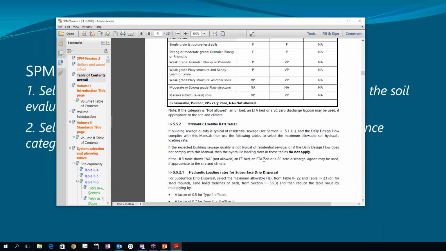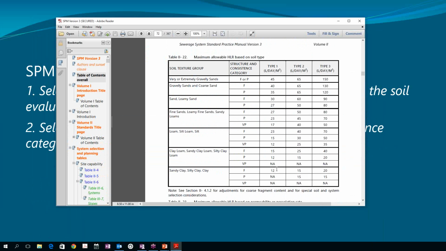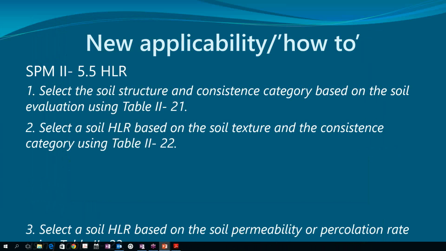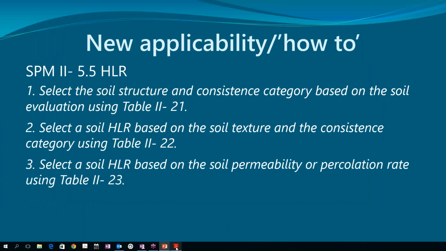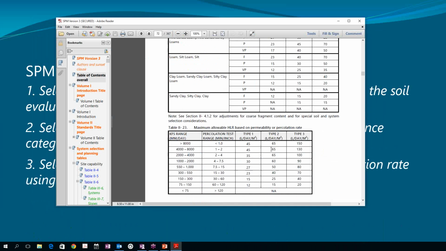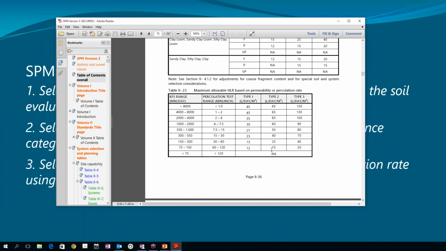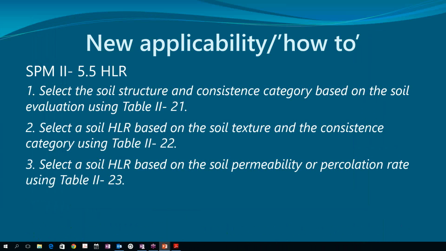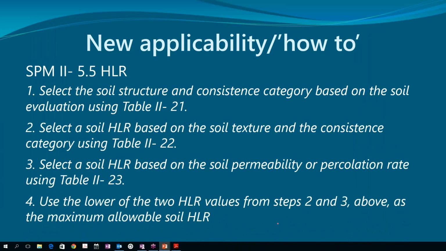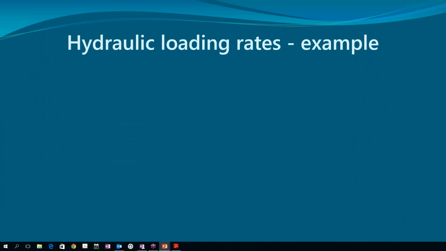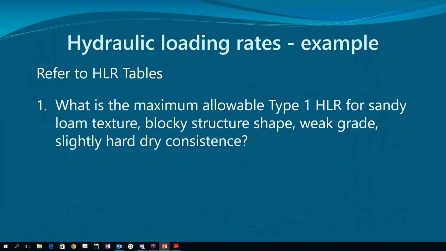So we've determined whether it's F or P. Then we go to Table 222 and select the hydraulic loading rate based on soil texture, structure, and consistence category. The next step is to use the next table to do that two-pronged approach and check it against the next table based on perk rates or permeameter results. We'll do some more examples of that, but I think you're getting the gist. And then we use the lower of the two HLR values as the maximum allowable soil HLR, so the most conservative. Let's do an example.